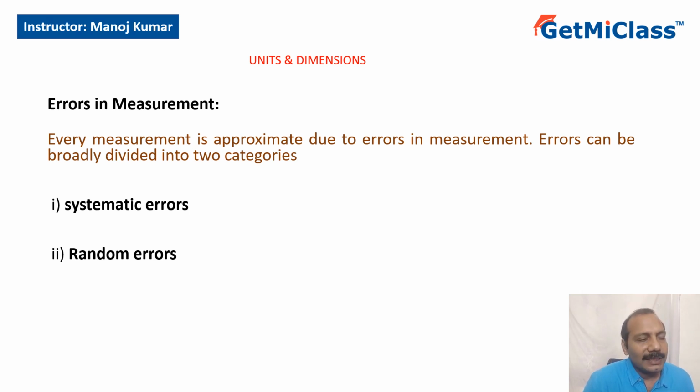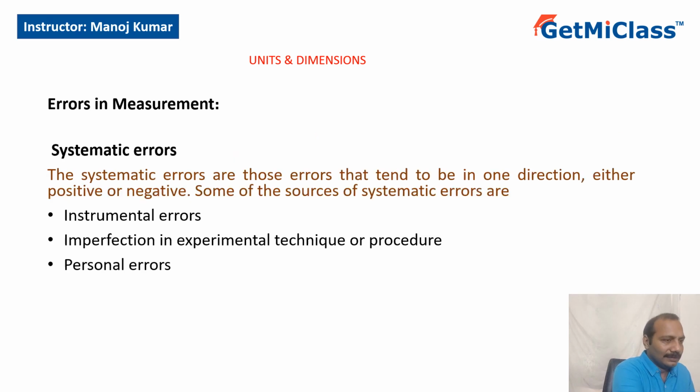Now, errors can be classified into two categories, that is systematic errors and random errors, depending on how the errors occur. Now, what are systematic errors? The systematic errors are those errors that tend to be in one direction, either positive or negative.